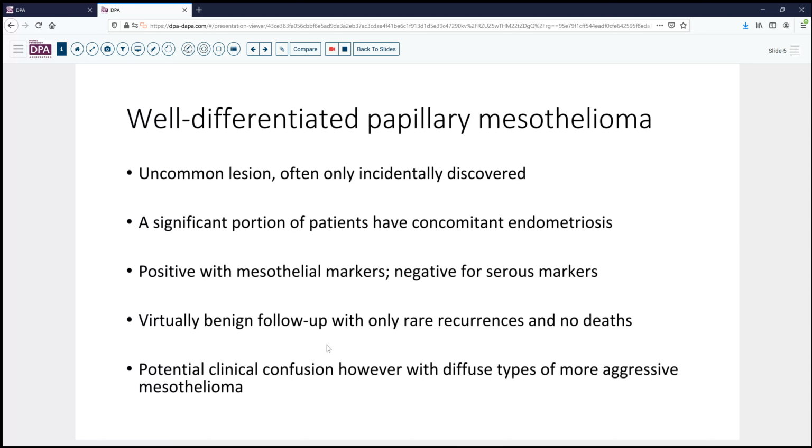That said, I think there's still a little bit of uncertainty and the desire to follow these patients to detect recurrence and so forth. Probably the biggest danger may be overtreatment, and that may arise out of clinical confusion with these more diffuse and aggressive type of mesotheliomas that may warrant debulking surgeries or HIPEC type therapies, intraperitoneal chemotherapy. So you need to protect your patient from something that may actually do them harm in this situation.